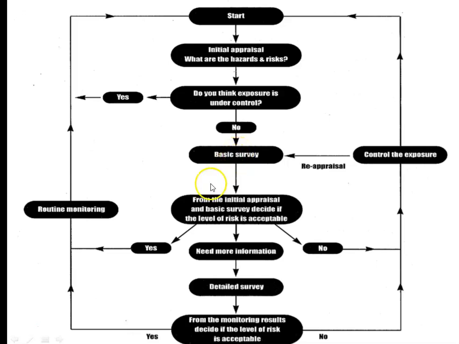Need more information. And again, here you can actually get some semi-quantitative techniques used, for example, the tyndall beam, the dust lamp as we call it, stain detectors. But then if still you are uncertain, you move on to a detailed survey, right? And this is using all the information from the previous plus more detailed monitoring measurements.